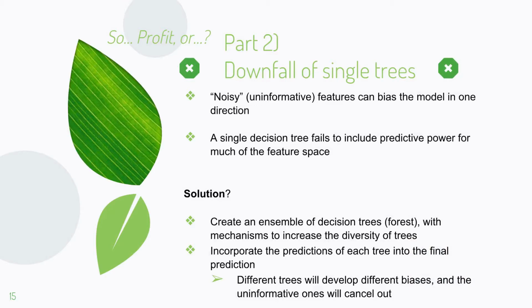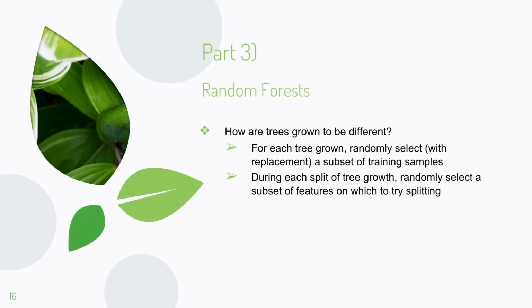So our solution: let's just create a whole bunch of trees, find some way of making them diverse so we're actually getting different trees, not just the same tree, and then figure out a way to combine all of their predictions together so that we can cancel out some of those biases that any single decision tree comes up with. A simple approach to this is random forests.